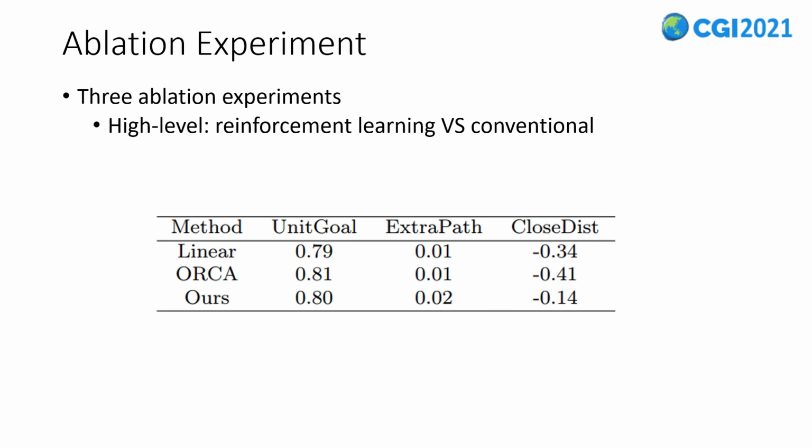To verify our high-level module's effectiveness, we compare with 2 conventional methods using ORCA and linear interpolation to calculate destinations for the low-level module. The low-level modules are the same for RL, ORCA, and linear, and we calculate 100 trajectories for each method. As shown in the table, in the indicators unit goal and extra path, our method shows comparable performance. In the indicator closest, our method performs significantly better than the other 2 models.